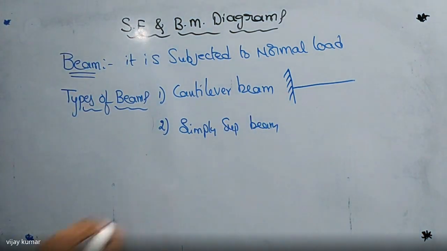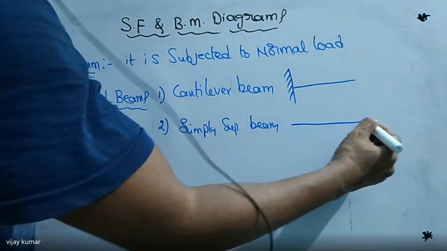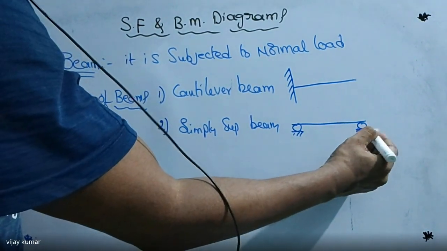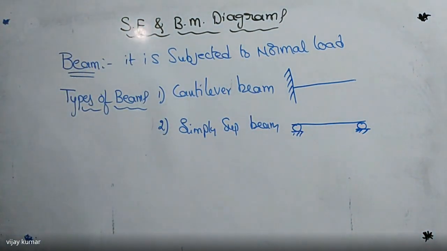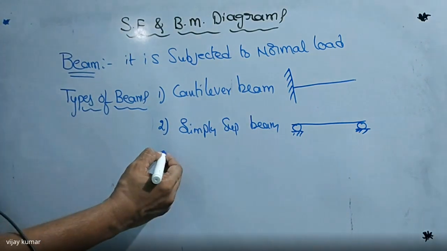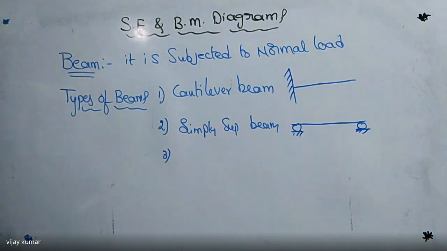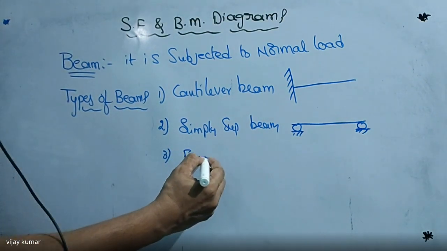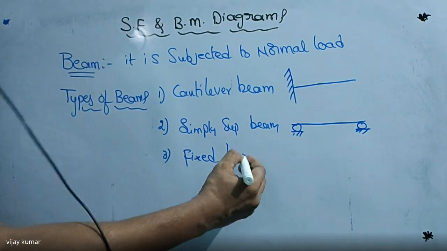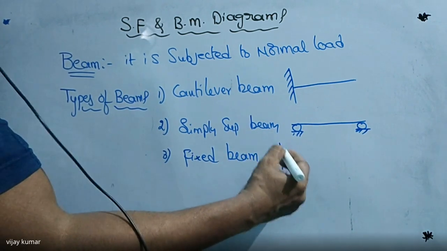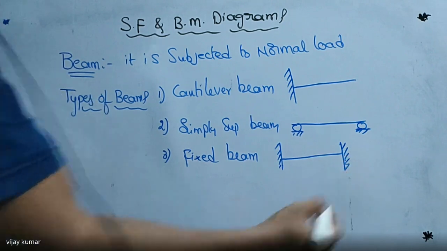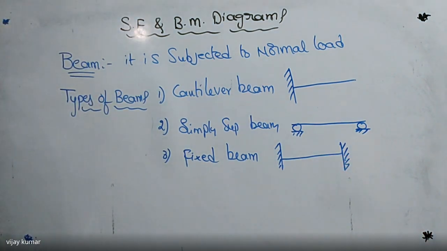A simply supported beam is the beam which is simply supported on the supports. You get my point? And the third one is the fixed beam, where both ends are fixed here. That is nothing but a fixed beam.